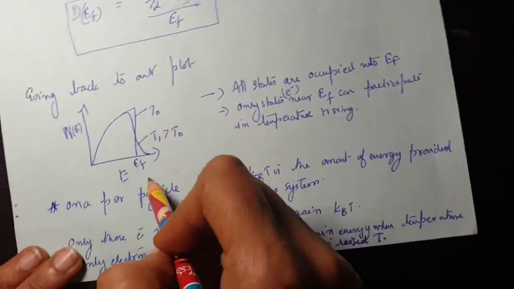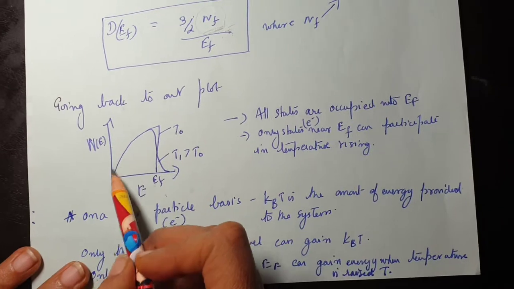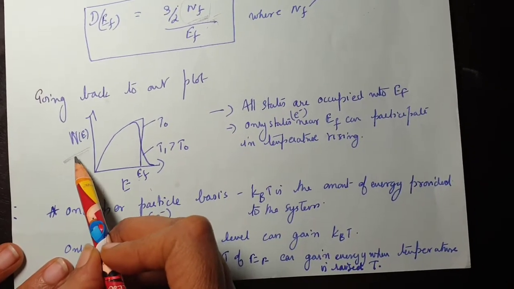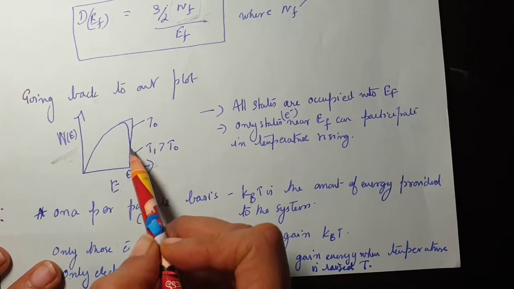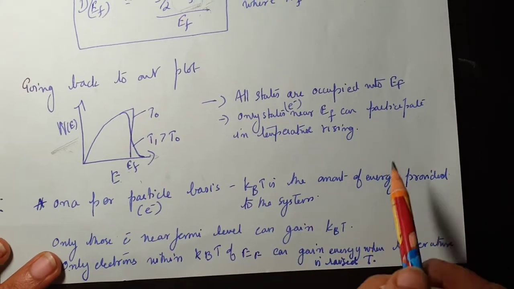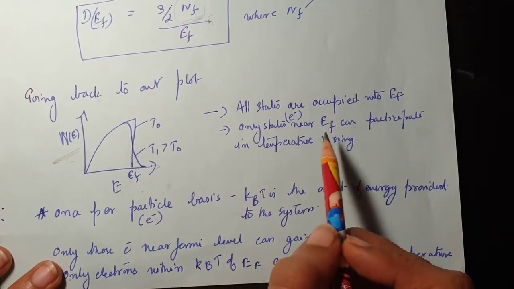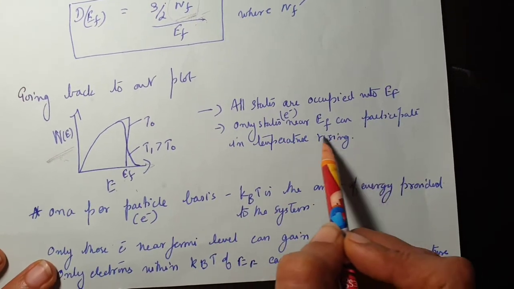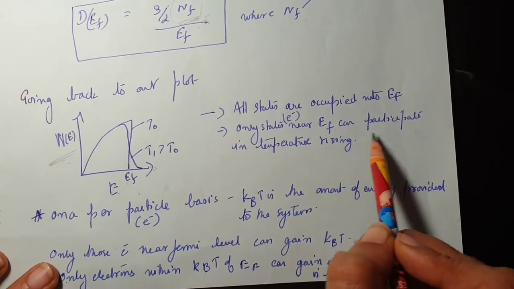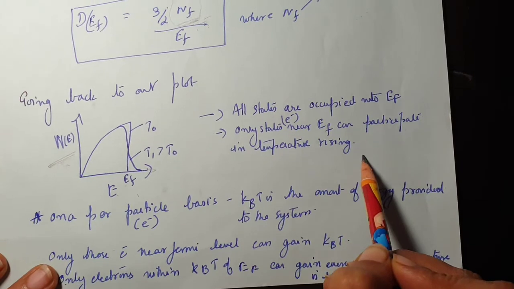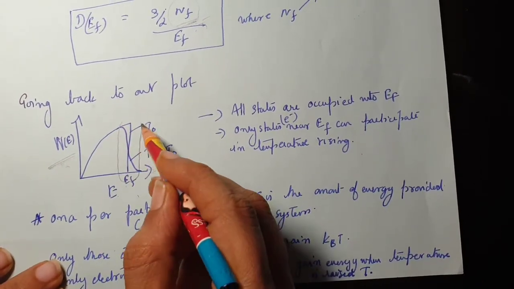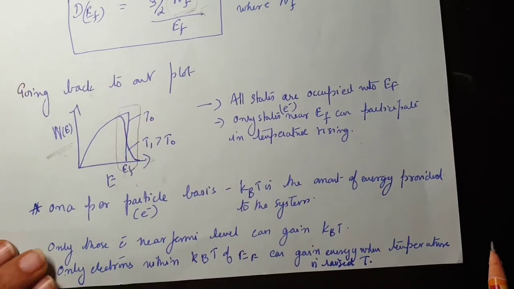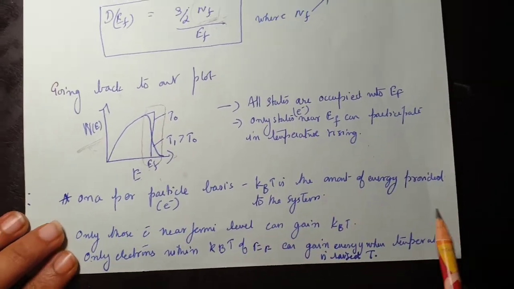Now let's go back to the diagram or plot. So we have the total number of occupied states, and this is our energy E, and this is our EF. So all states are occupied up to EF. Only states or electrons near EF can participate in the temperature rising. So only in this place can electrons participate in the rising of the temperature.